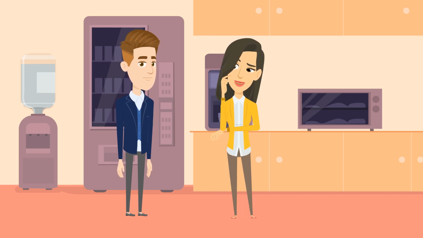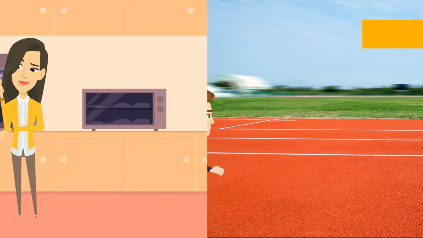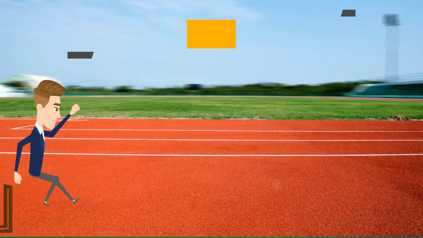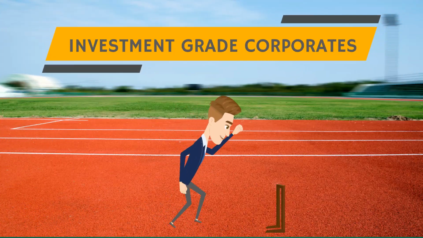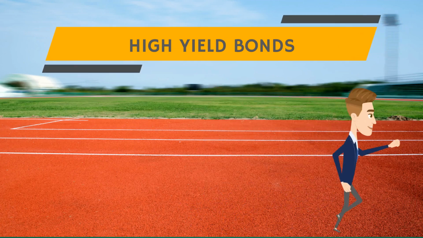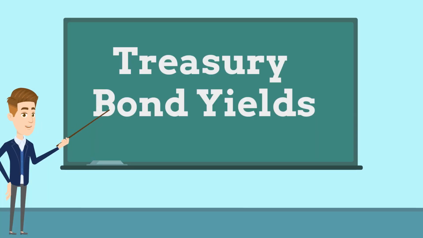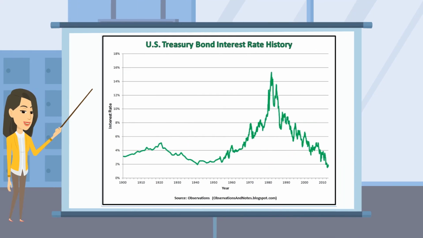I would like to know what makes interest rates move up and down. There are so many interest rates: investment-grade corporates, high-yield bonds, etc. But let's just focus on Treasury bond yields for now. Yes. Let's just look at Treasury or government bond yield because this is the base rate. We can talk about how corporate default risk premium is added on top of this Treasury yield at another time.